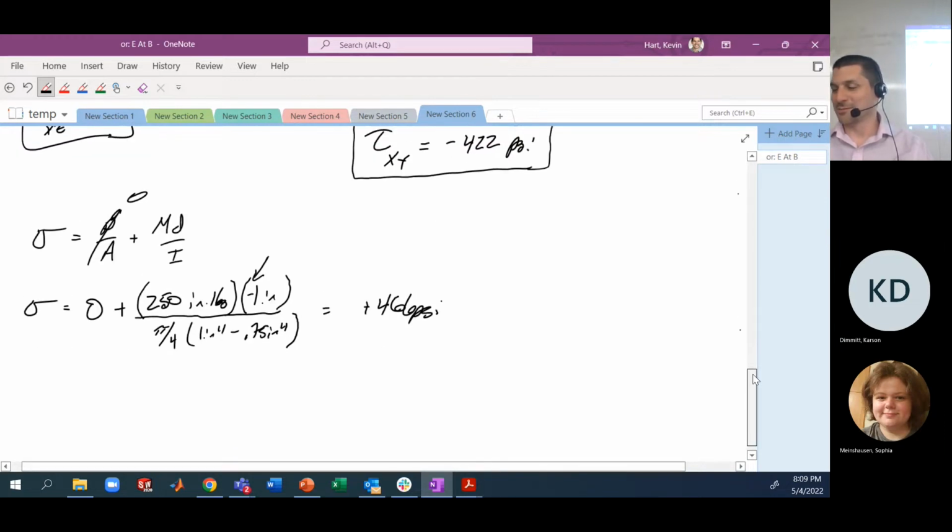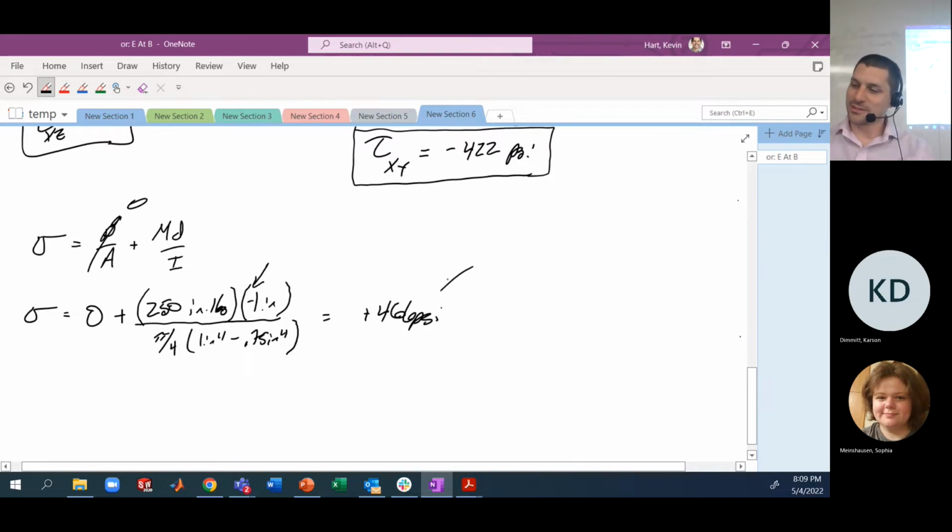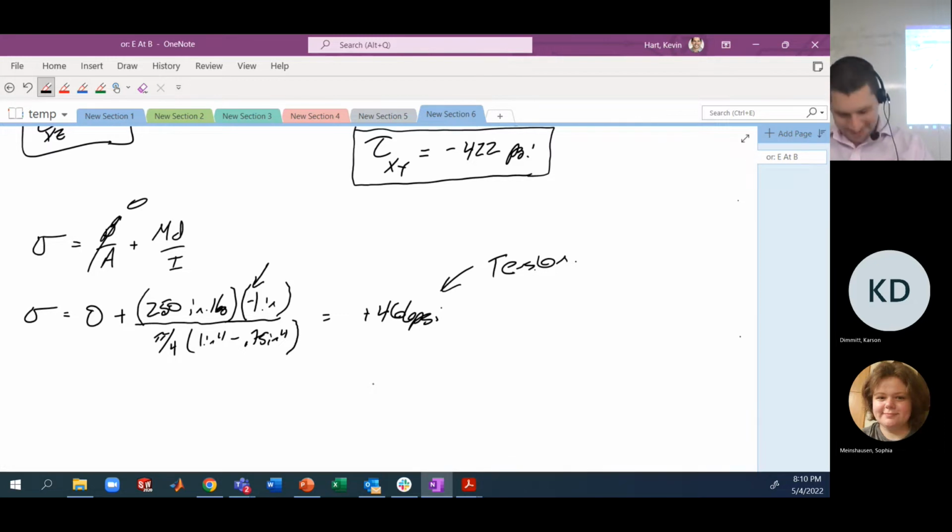We're having a tough day today. This should be a tension. Yes, we're on the negative x face. So we'll have a negative, but we're on the negative x face. Correct. Because we're looking at the negative x face and we get a negative stress value here, that would indicate a tension.